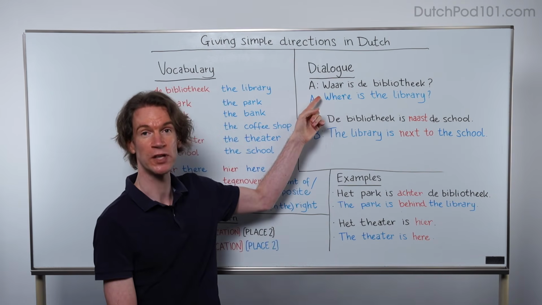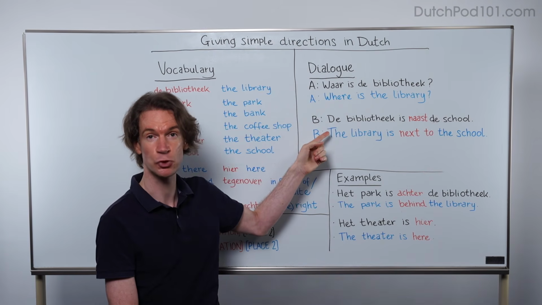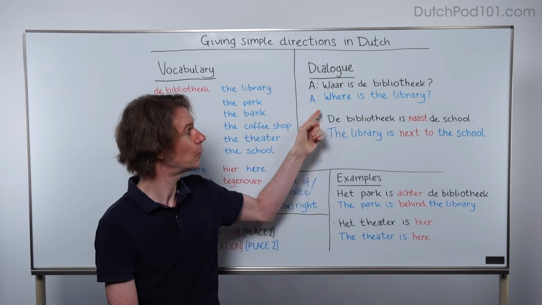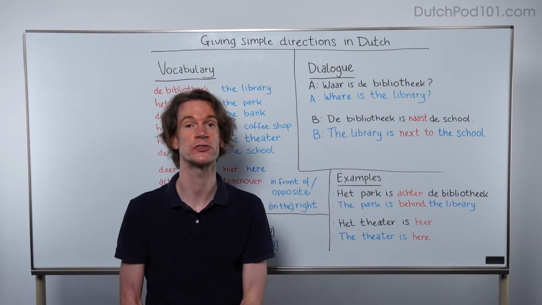Waar is de bibliotheek? De bibliotheek is naast de school. Where is the library? The library is next to the school.